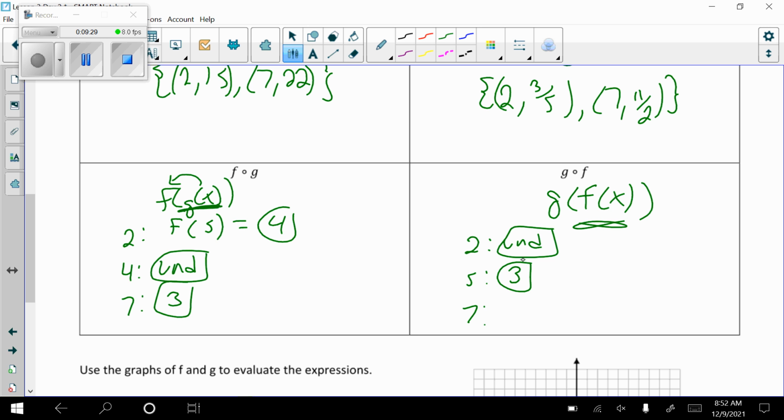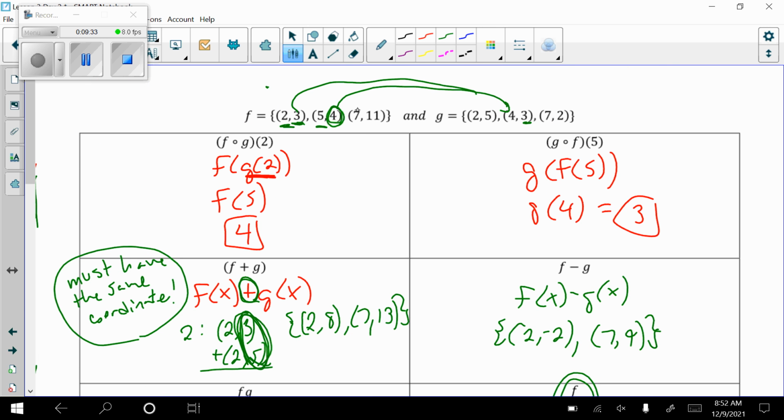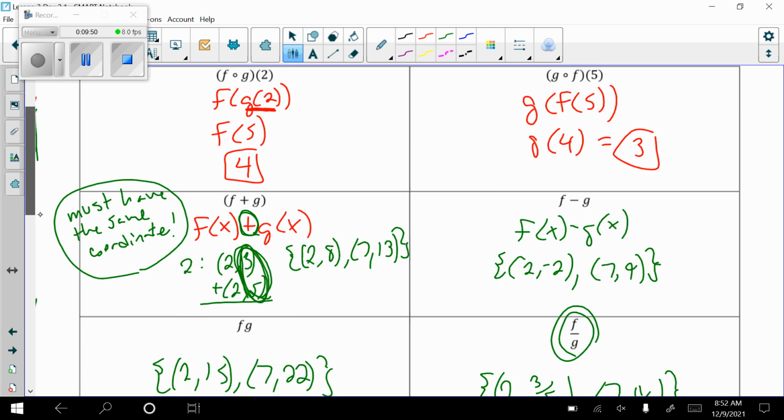Okay, let's do it one more time. So 7, I'm going to find my matching 7 over here. And, sorry, I forgot to do the y point. So 7, so my answer is 11. My y value is 11. So I'm going to find my matching 11 over here, and I can't. So again, it's undefined.